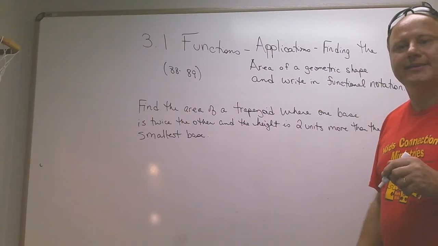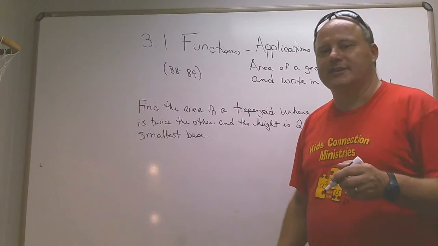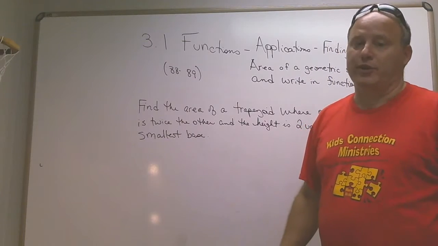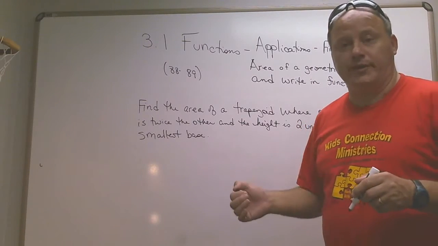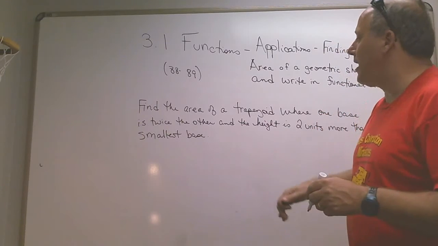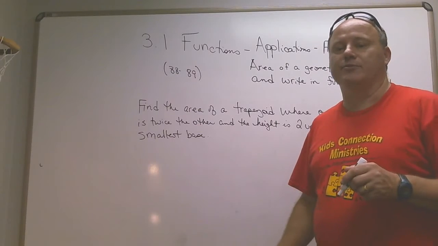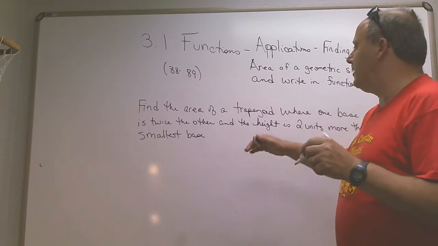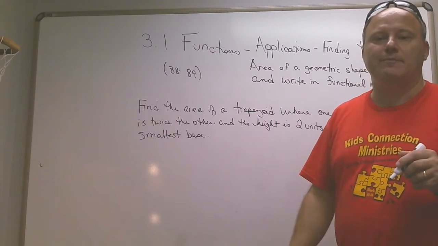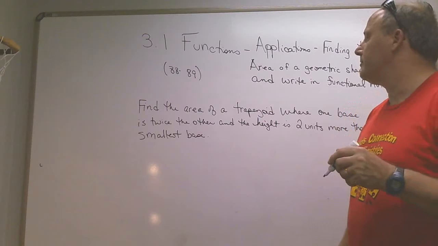I think 88 and 89 deal with isosceles triangles. So if you don't know the formula to find the area of an isosceles triangle, then you're going to have to go look it up. I'm going to actually do a problem that's more difficult than what you're doing. What I'm going to do is find the area of a trapezoid. Finding the area of an isosceles triangle is fairly easy compared to a trapezoid, because the formula for the area of a trapezoid is much more difficult.